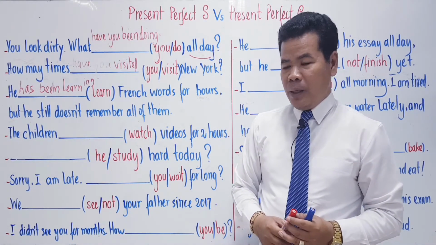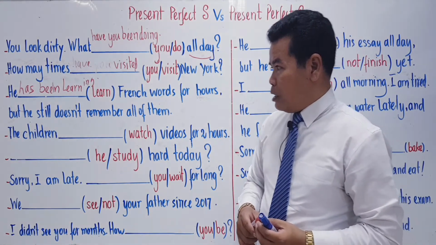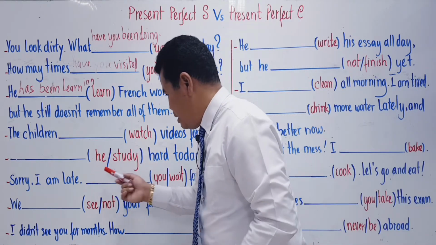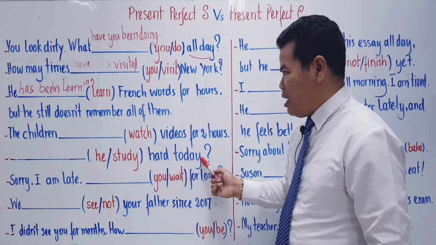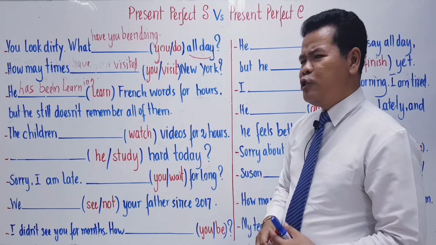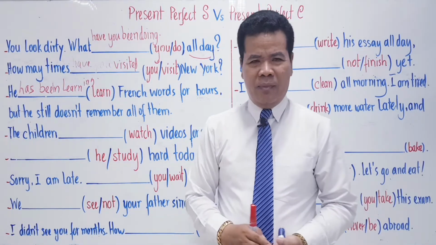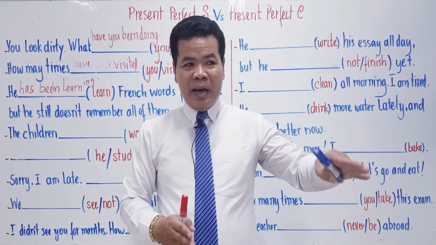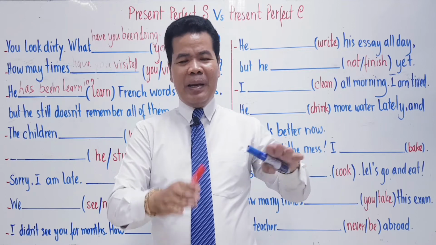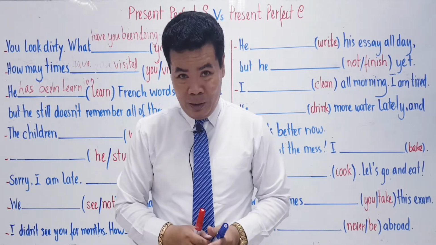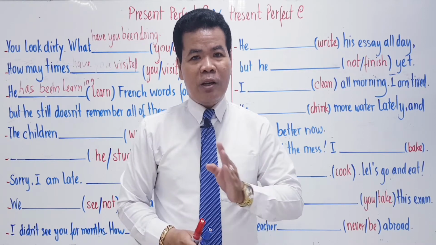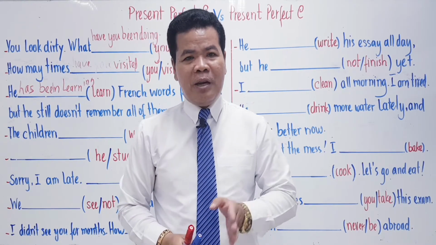Okay? Let's go to the next one. Look at the sentence: He studied hard today. What do you mean today? Today is not every day. You understand what I mean? Every day, an action happens again and again, like that, you know, present simple. But we do not focus on present simple now, right? Just focus on the present perfect and present perfect progressive.